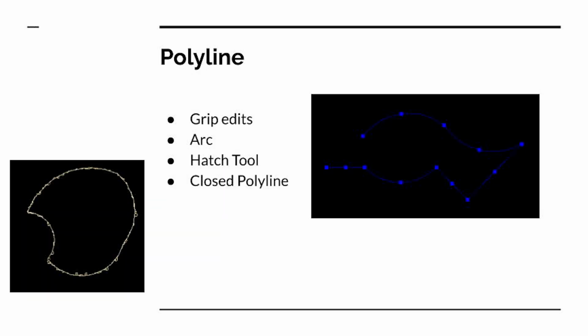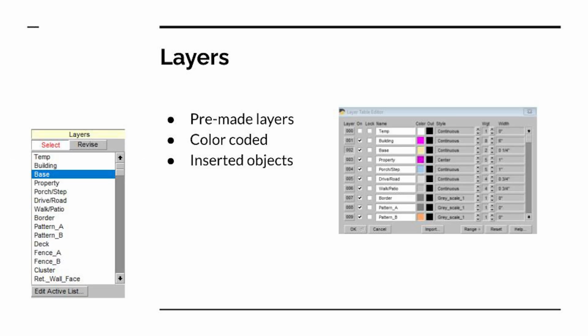One of my favorite tools that we used that was different from AutoCAD to Dynascapes was the polyline. While both programs had a polyline, the polyline in Dynascapes allowed you to use grip edits in the center at the midpoints of each segment of line to create an arc. You could also close your polyline to create a solid shape, and you could use the hatch tool within your closed polyline to create a design either around the border or throughout the entire space, such as bricks, grass, mulch, or stone.